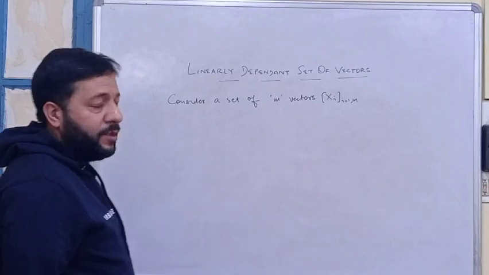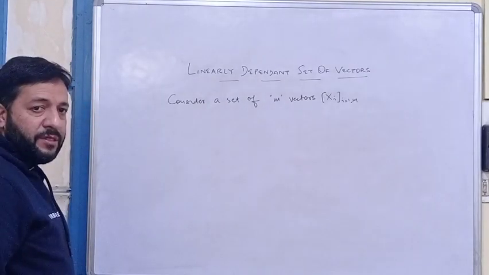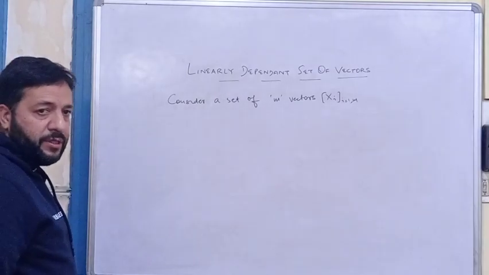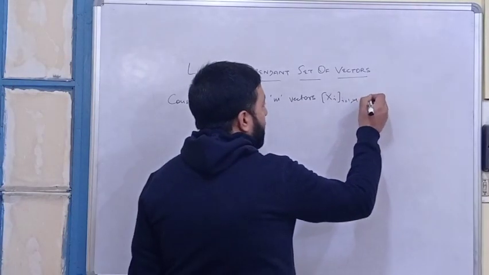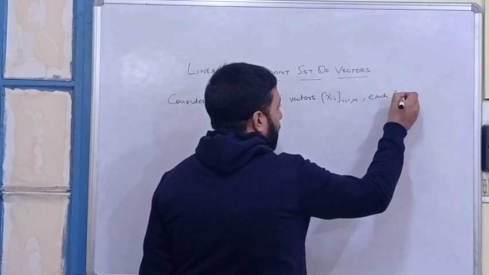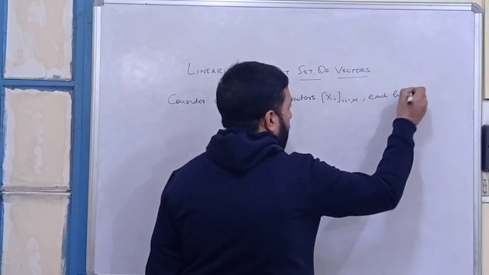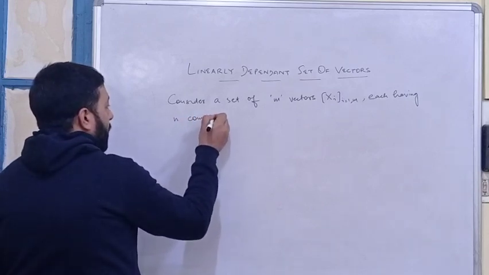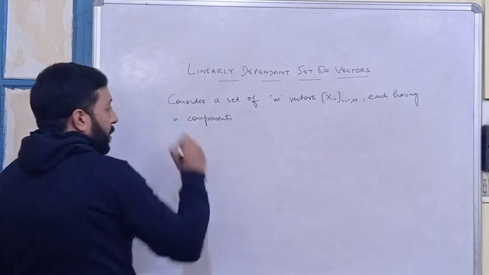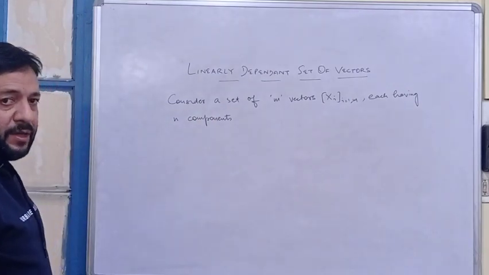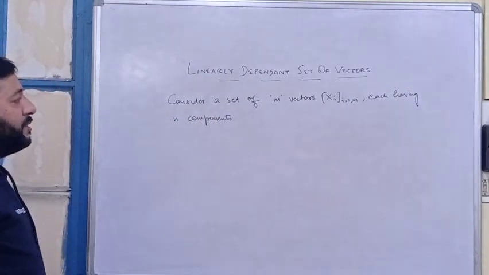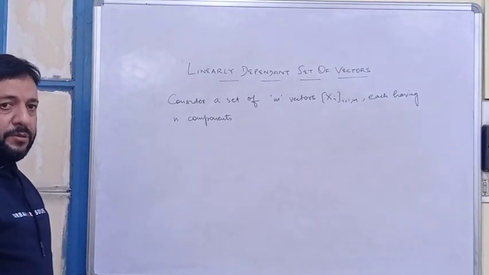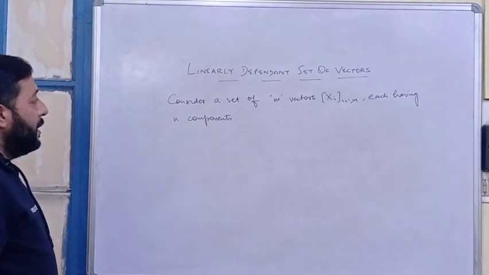That is x1, x2, up to xm, each having n components. Each vector has n components. There are a total of m vectors, and each vector has n components. Are you getting it?